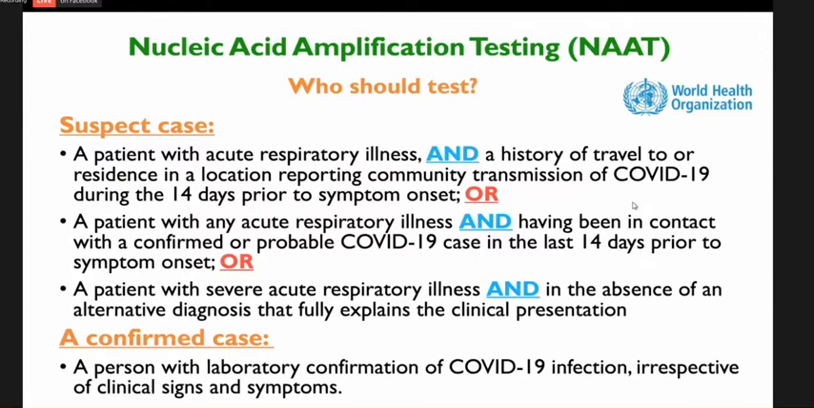or a patient with severe acute respiratory illness, for example, having fever and at least one sign or symptom of respiratory disease like cough or shortness of breath and requiring hospitalization, and in the absence of an alternative diagnosis that fully explains the clinical presentation. And WHO defined a confirmed case as a person who is positive for the laboratory test, irrespective of signs and symptoms.